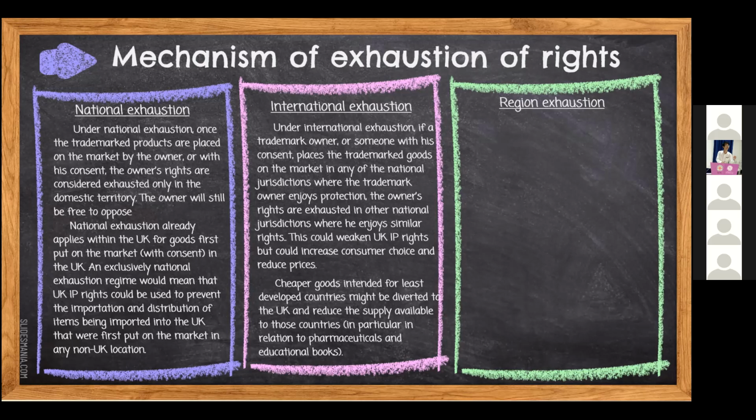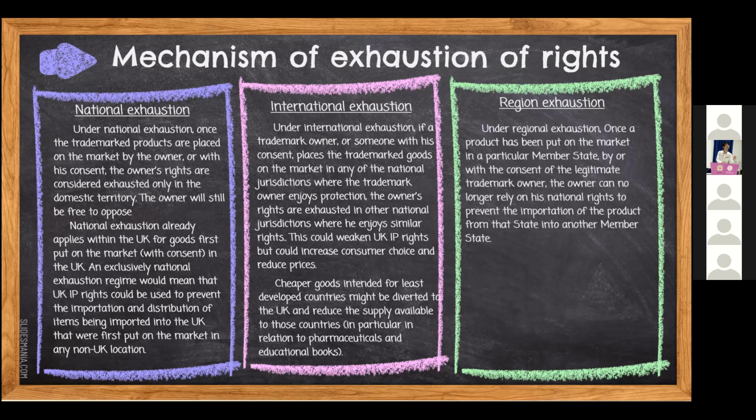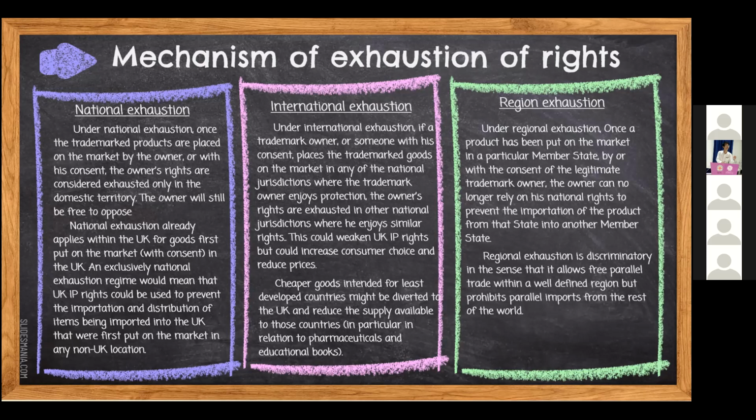And finally, we talk about regional exhaustion. Under regional exhaustion, once a product has been put on the market in a particular member state by or with the consent of the legitimate trademark owner, the owner can no longer rely on his national rights to prevent the importation of the product from that state into another member state. Regional exhaustion is discriminatory in the sense that it allows free parallel trade within a well-defined region, but prohibits parallel imports from the rest of the world.